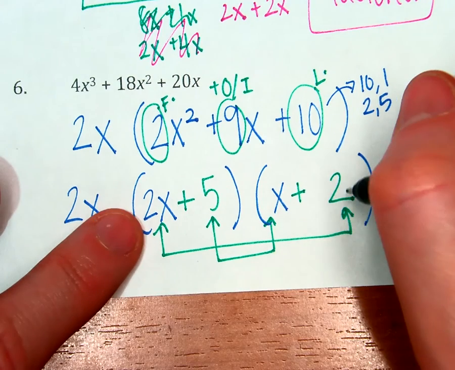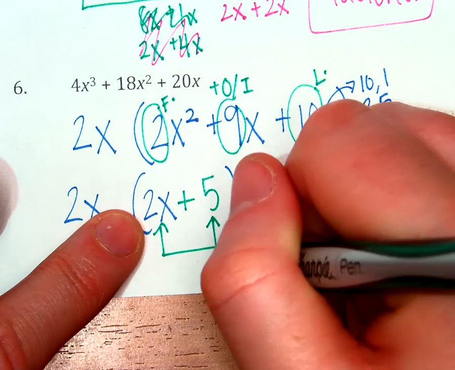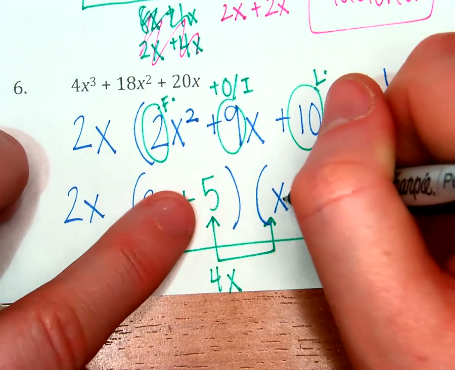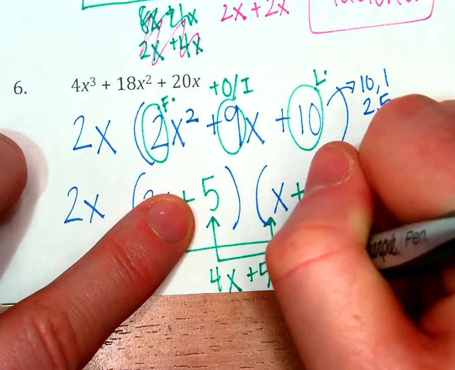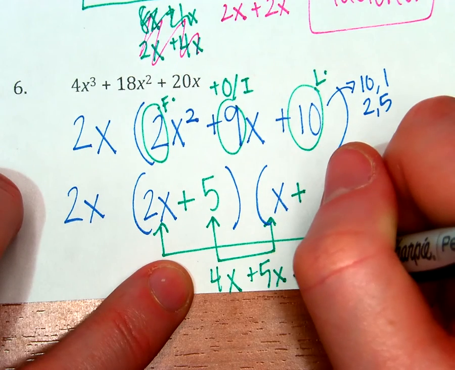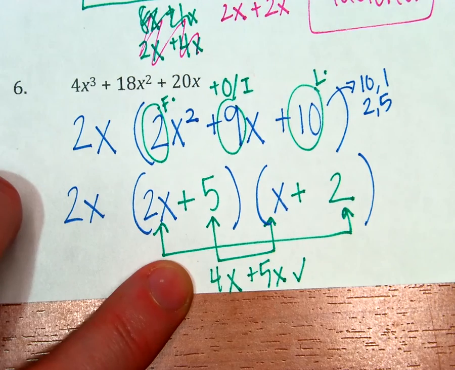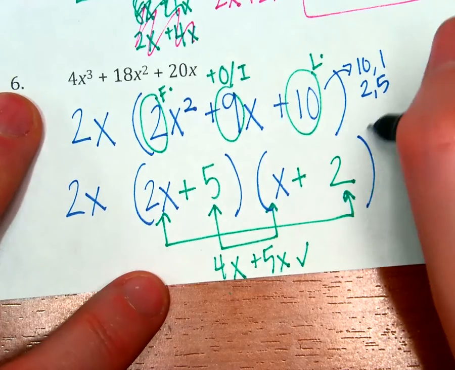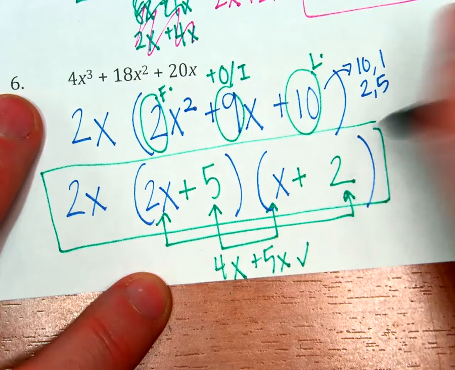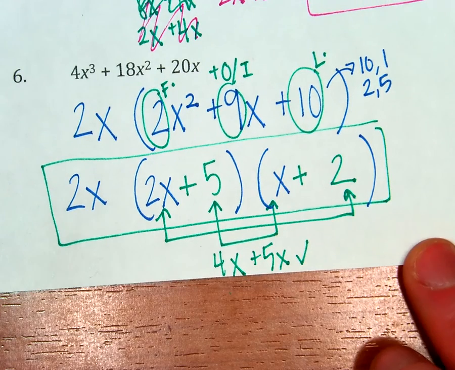If I do my outsides and my insides, 2x times 2 is 4x. Inside, 5 times x is 5x. And if you add 4x to 5x, it does check to be that middle number 9x. So this whole thing then would be my answer. I factored that completely.